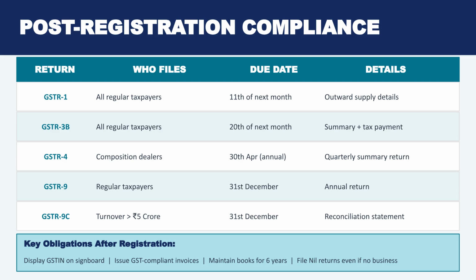Post-registration compliance involves filing regular returns, such as GSTR1 by the 11th of the next month and GSTR3B by the 20th. Composition dealers file GSTR4 annually. Annual returns, GSTR9 and GSTR9C, are due by December 31st. Key obligations include displaying your GSTIN on a signboard, issuing compliant invoices, and maintaining books for 6 years.